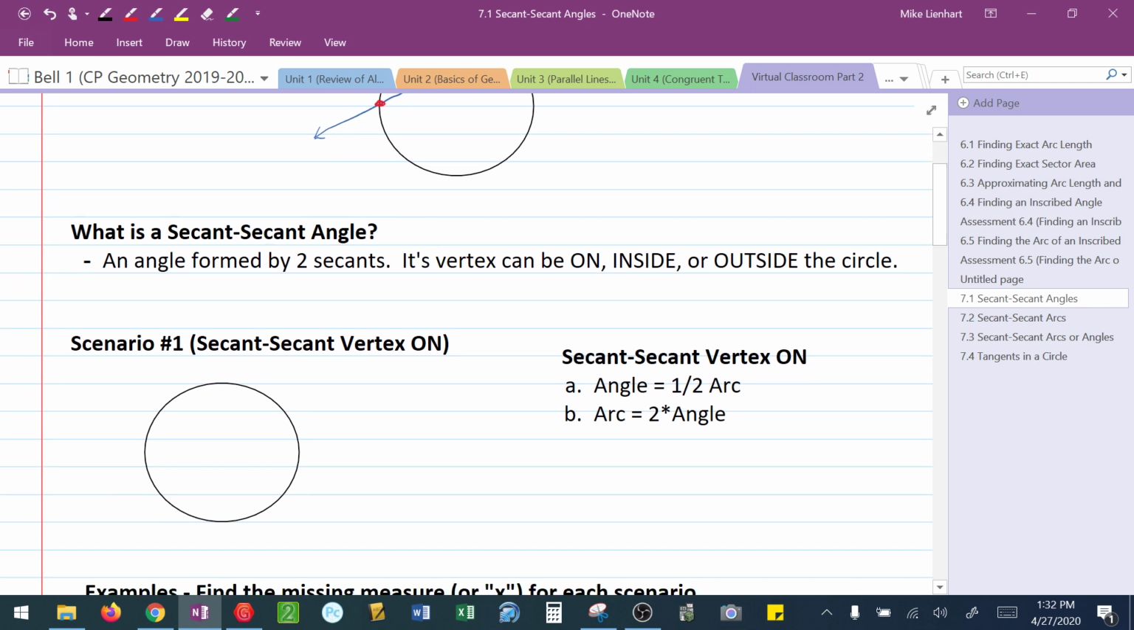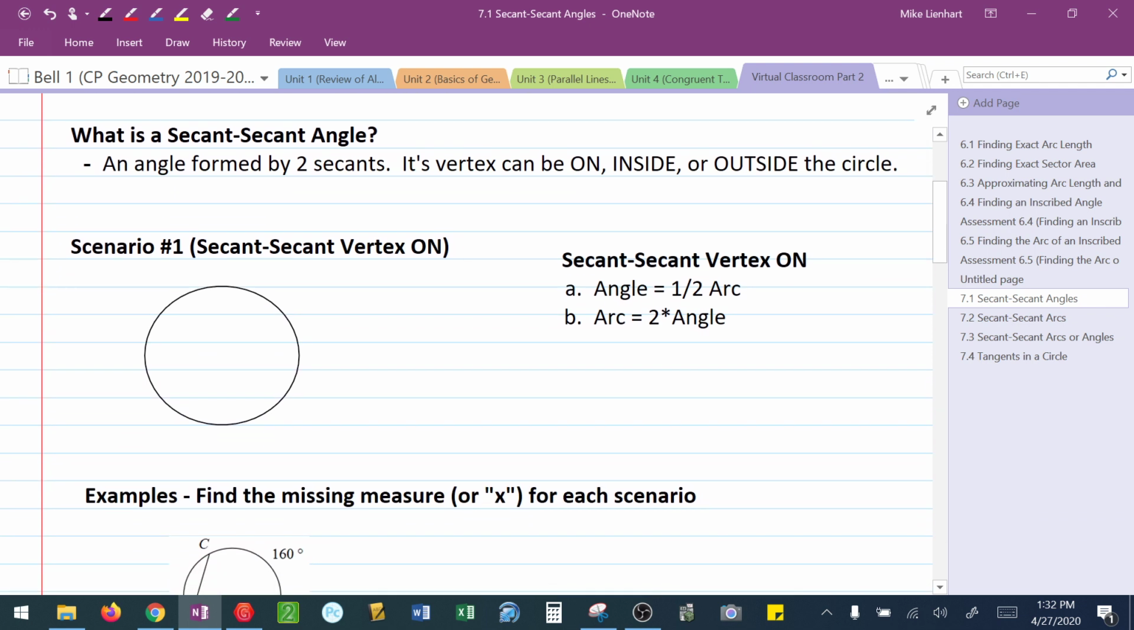All right? Now, a secant secant angle is formed when you have two secants. Okay? So two secants that connect. Where they connect, we're going to call that location the vertex. When we have a secant secant angle, there are three scenarios that we're going to investigate. One is when the vertex is on, one when the vertex is inside, and one where the vertex is outside. So let's start with the vertex on, okay?